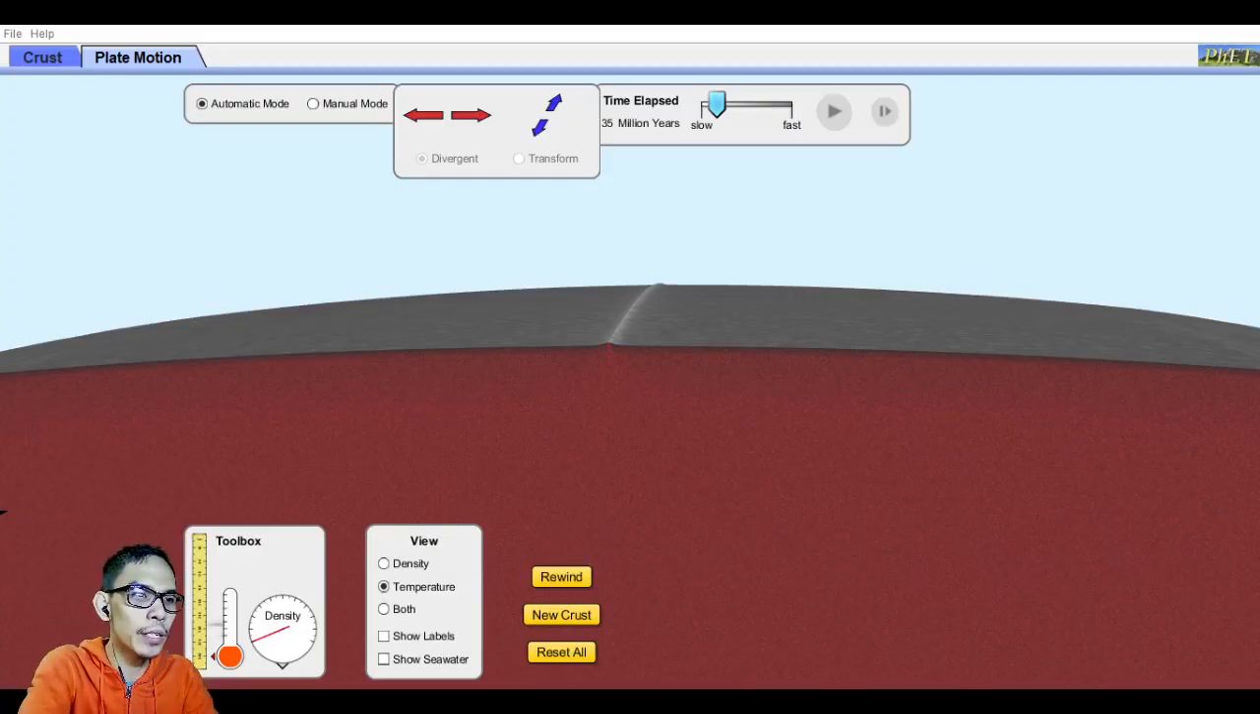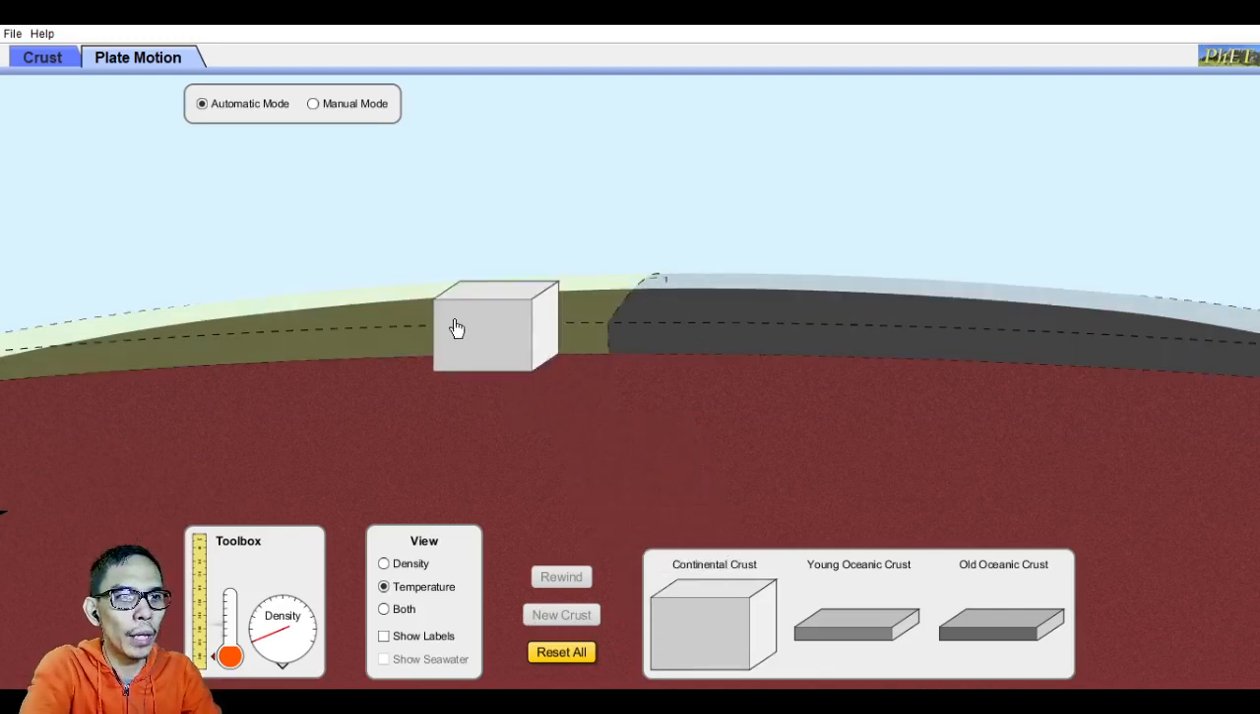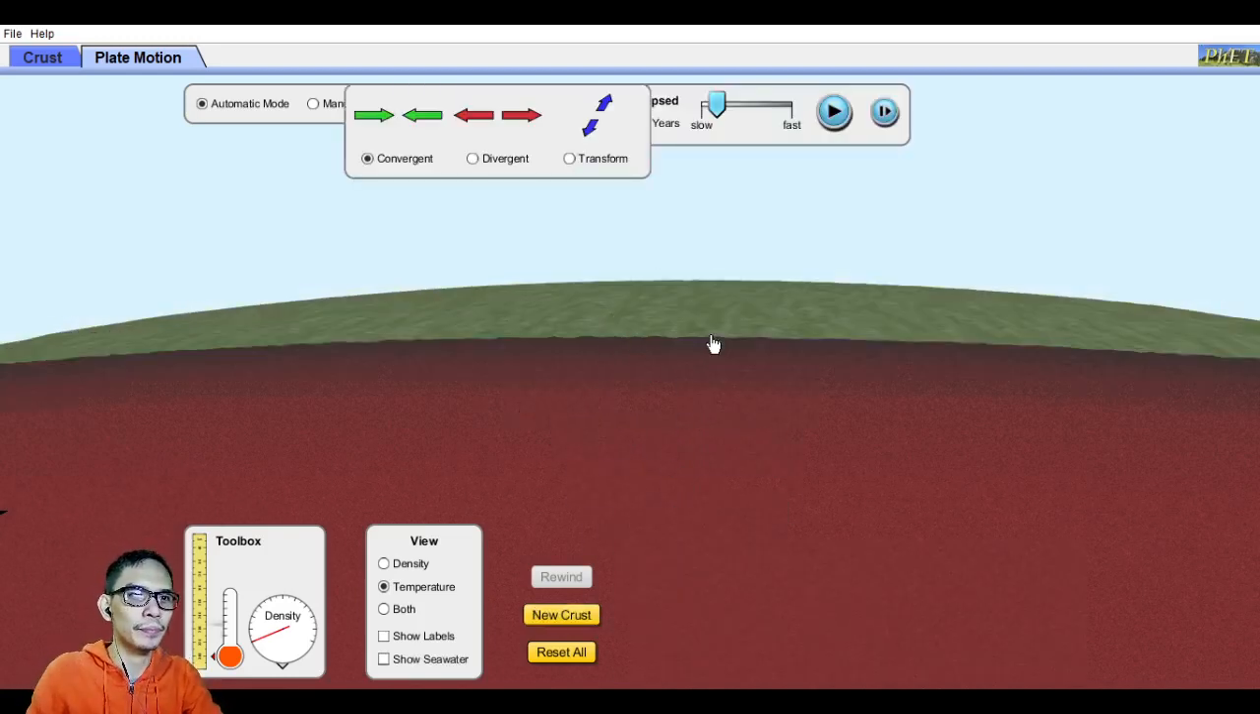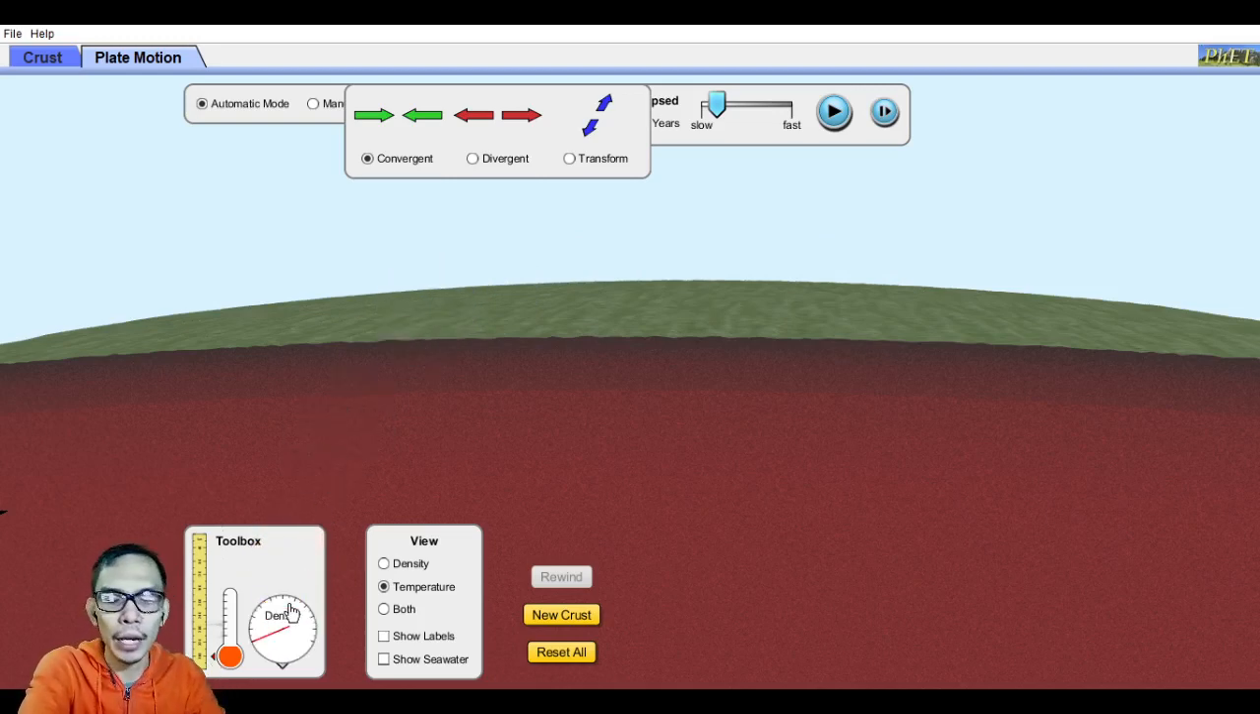All right, so here we are again in the simulation. This time, we are done with the divergent, so let's take a look. New crust again. When two continental crusts collide, it looks like this. As you can see, in terms of density, both are less dense. So what will happen if both crusts, which is both lithosphere, rather both crust, that are less dense, collide with each other? This is what it looks like.